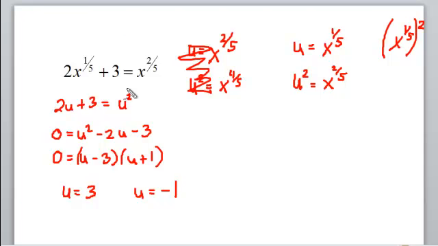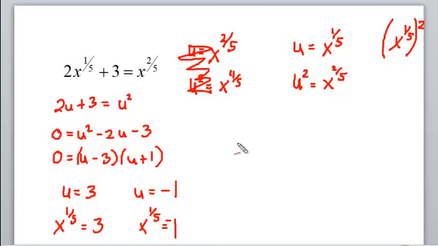But again, my original problem didn't have a u in it. I want to know what x is. So if we take our substitution and substitute it back in, instead of u equals 3, we can write x to the 1/5 equals 3, and x to the 1/5 equals -1. Now, I'm not needing this one anymore because I don't have u squared equals something. So I didn't need that. All I needed it for was my substitution the first time.